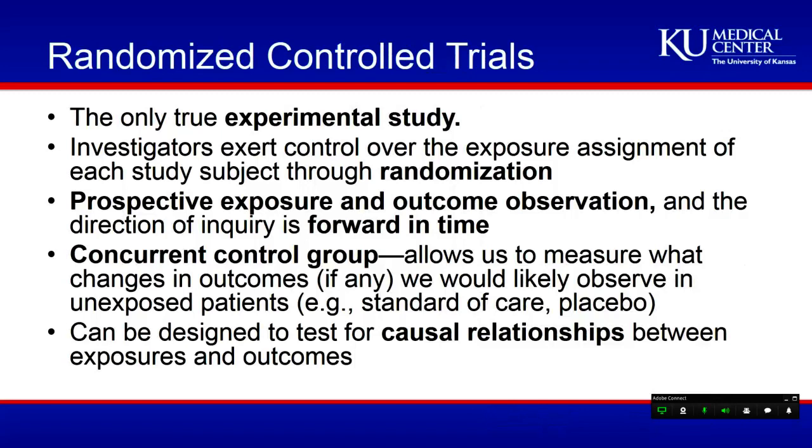Another defining feature of randomized controlled trials is the idea of a control group, but not just any control group, a concurrent control group. That means that I'm randomly assigning subjects to either exposure or no exposure, treatment or control, and I am treating them the exact same way. I'm observing them the exact same way, all the way to the end of the study, with respect to everything except what? The treatment of interest, whatever it is I'm testing.